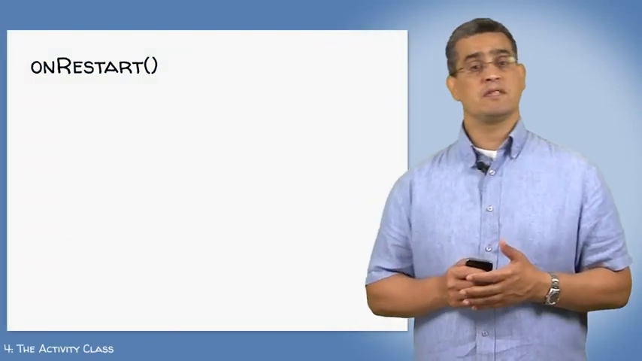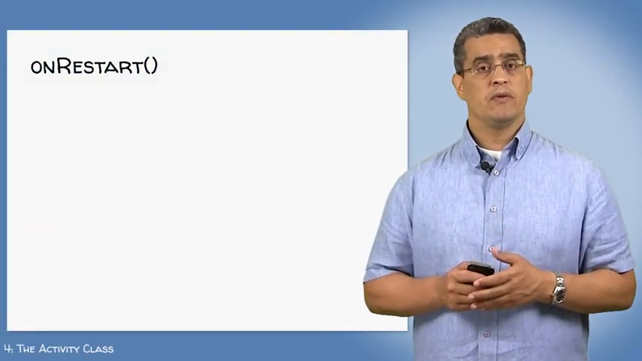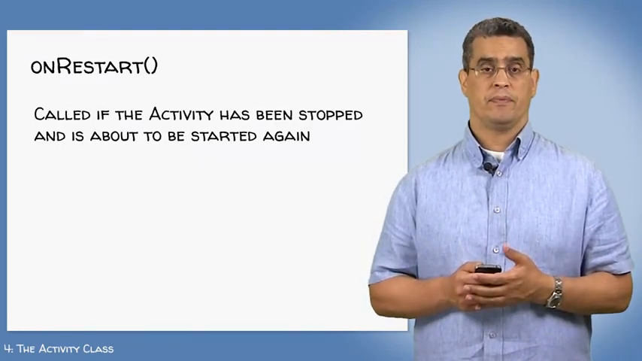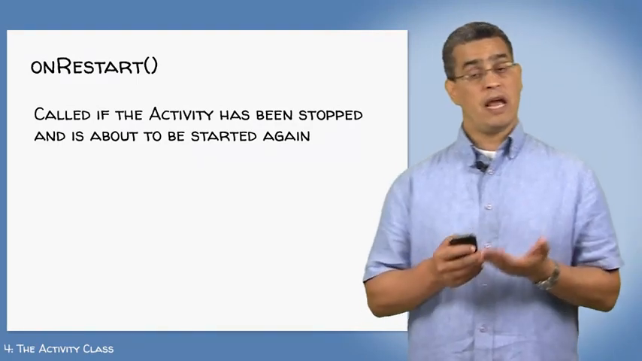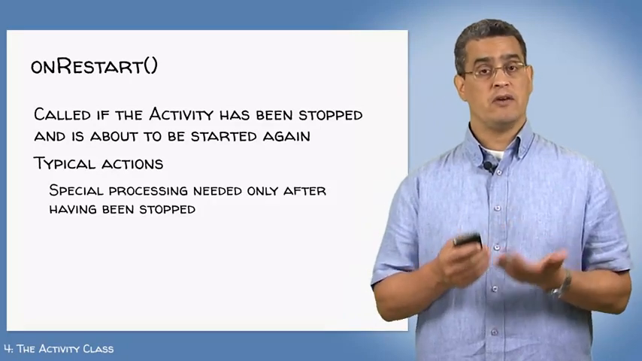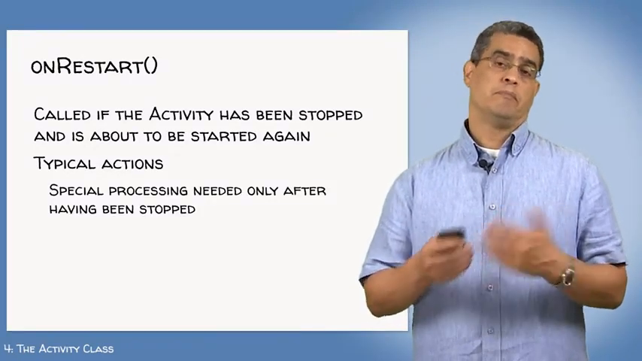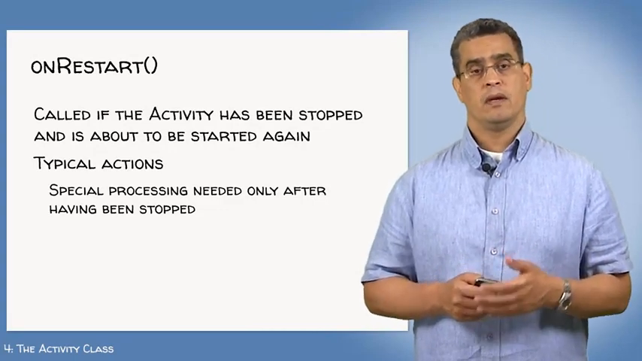OnRestart is another lifecycle method. It gets called if the activity has been stopped but is about to be started again. And you can use OnRestart to handle any special processing that is needed only after the activity has been stopped but is about to start again.